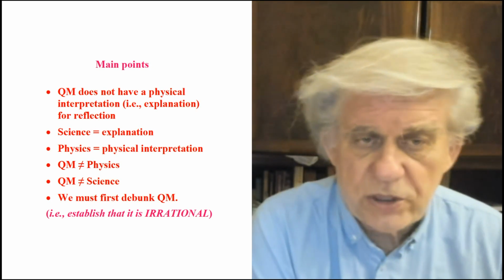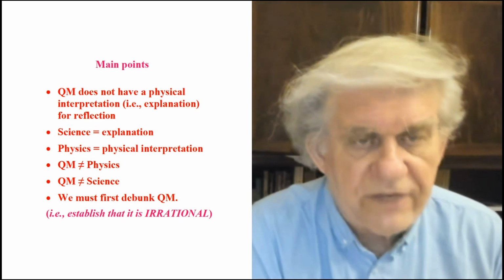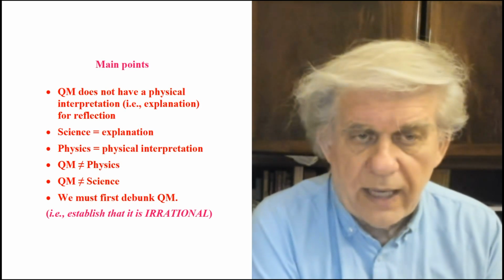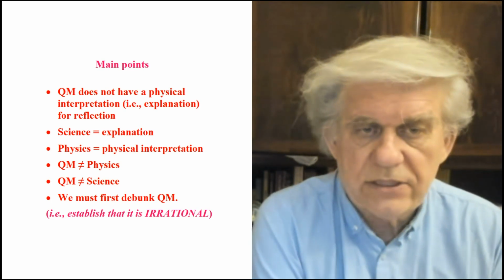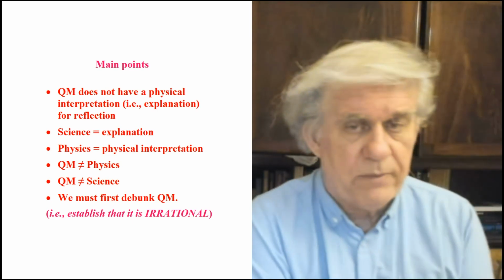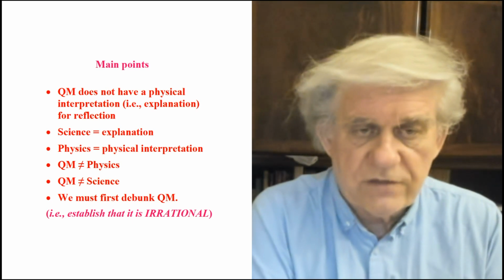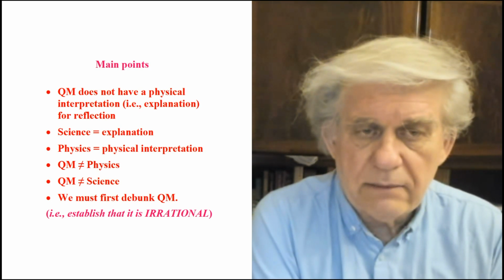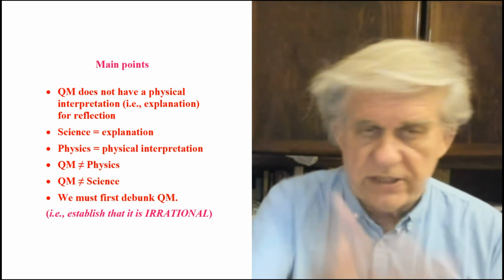Anyways, here are the main points. QM, quantum mechanics, does not have a physical interpretation. In other words, an explanation for reflection, or refraction for that matter. Science is equal to explanations. If you don't explain, you're not a scientist. Physics is physical interpretations. Okay? So quantum mechanics is not a part of physics. Why? Because they cannot explain.